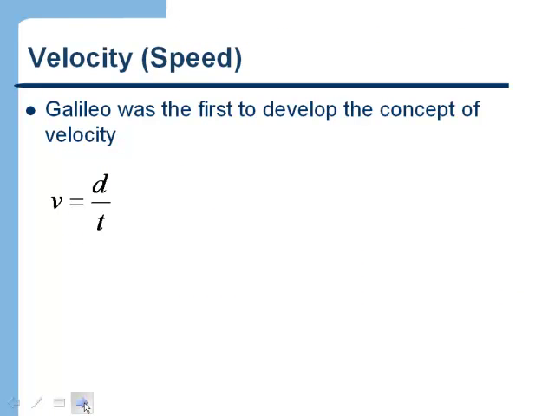So let's start out with our first concept, which is the concept of velocity. And in this course, we're not really going to distinguish between velocity and speed, so you can think of them as essentially interchangeable. Galileo was the first person to develop this concept, and basically he said that velocity is equal to the distance traveled divided by the time it takes to travel that distance. And certainly this is something that we're familiar with. For example, if you're driving at 50 miles per hour, that simply means that you're traveling a distance of 50 miles in 1 hour. So that would be your velocity.